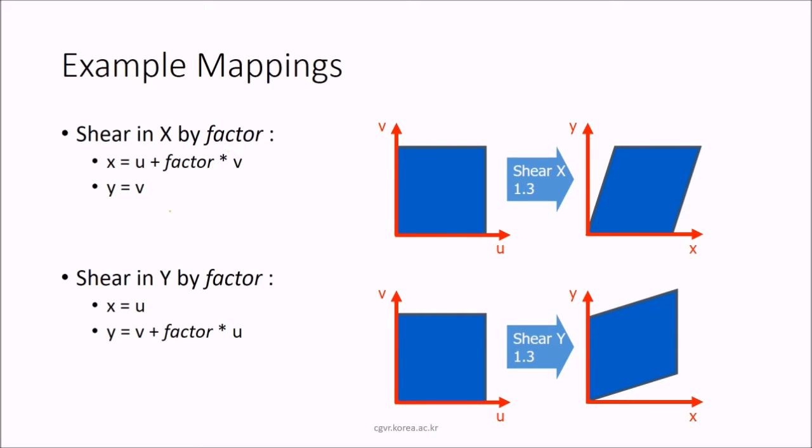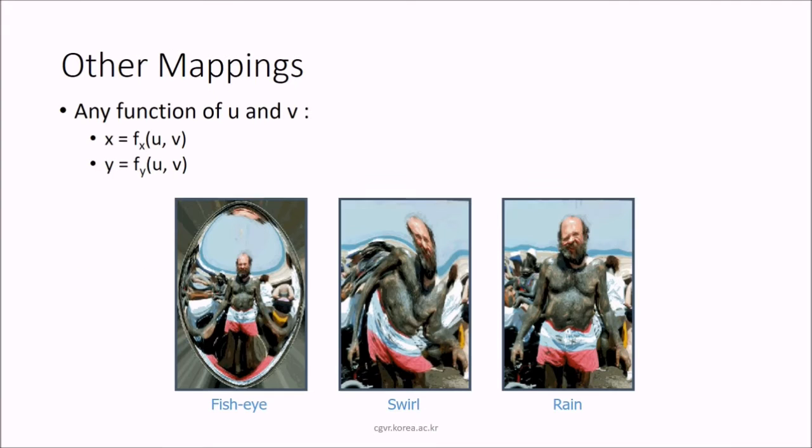You can also shear by some x factor. You know how to do it. This is a shear factor. You can use this relationship to shear also. This is also a kind of image processing. And there are other mappings also, like fisheye, swirl, and ripple. So there are various other mappings available.